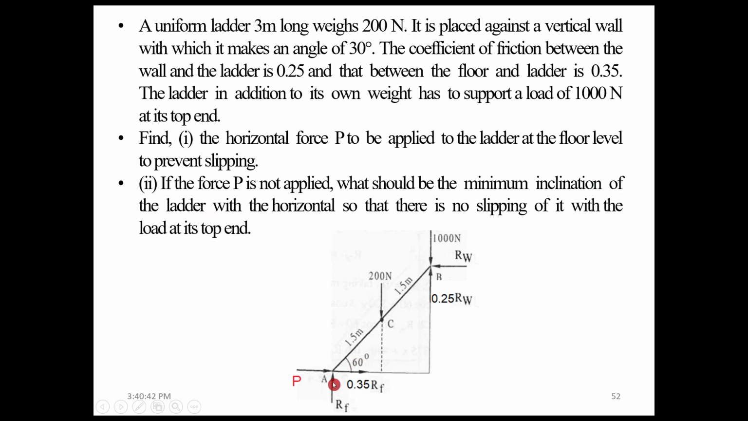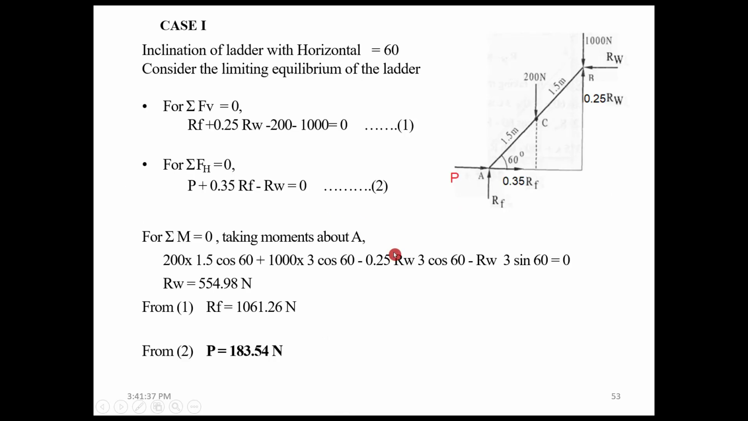So two ways we can make this condition stable, either by applying a force at the bottom or by changing the inclination of the ladder. So we are supposed to do it both ways. In case one, of applying a force P, same as before, we can use the previous equilibrium equations to find the value. That is, consider the inclination is given as 60 degree.